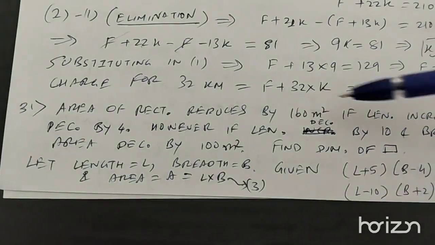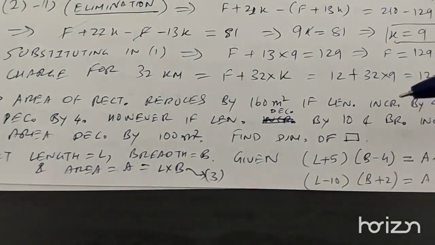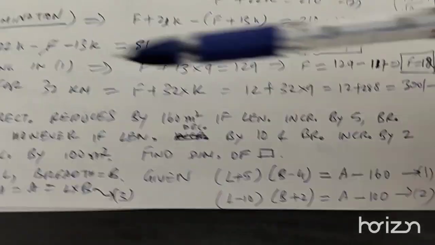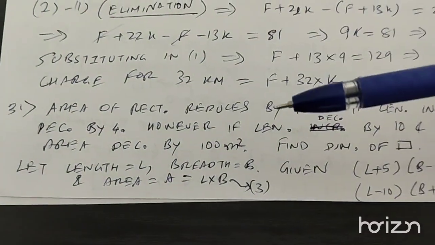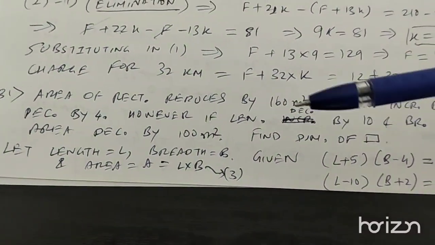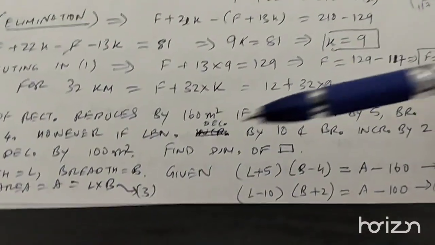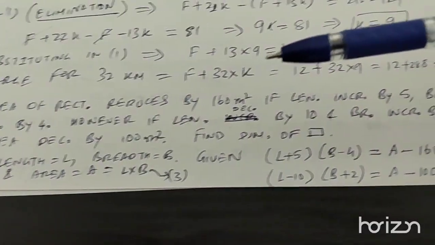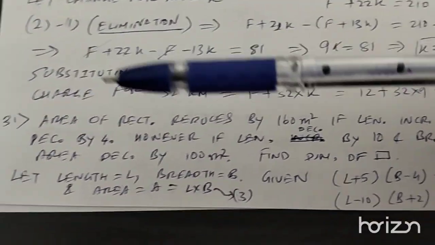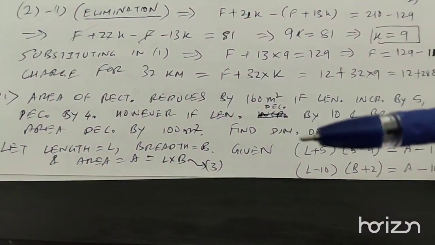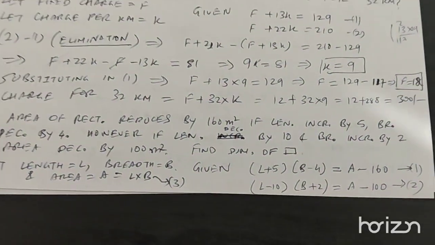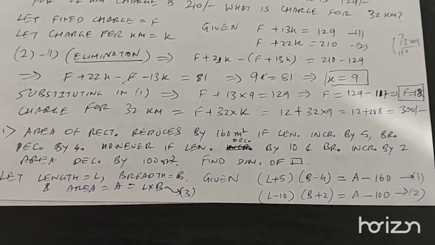Area of the rectangle reduces by 160 meter square if the length is increased by 5 and the breadth is decreased by 4. However, if the length is decreased by 10 and the breadth is increased by 2, the area of the rectangle decreases by 100 meter square. Find the dimension of the rectangle.